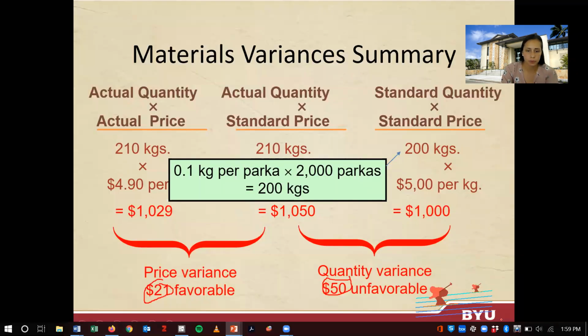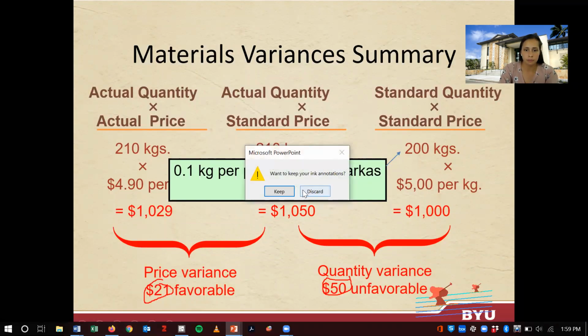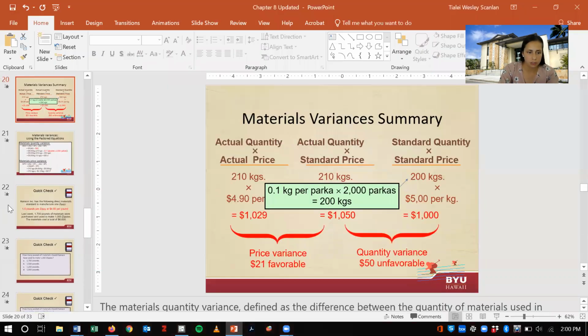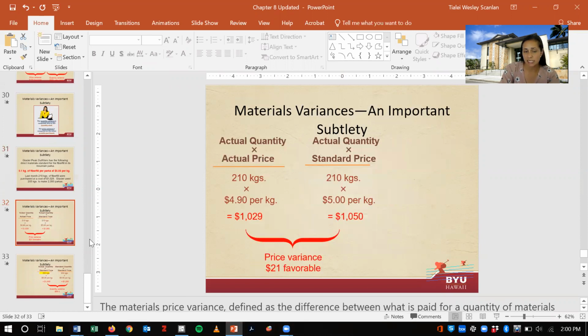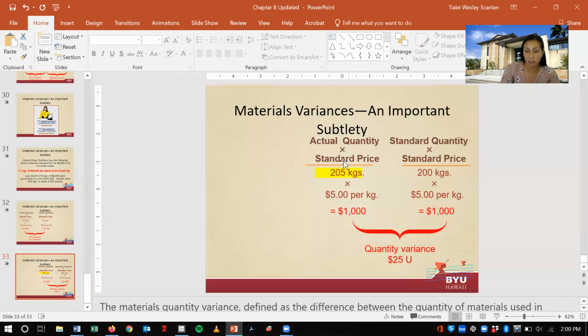Here we go. Sorry, let's go back down here. Okay, so we can see it's a separate calculation. Same thing. We have the 21 favorable, and then we have the 25 unfavorable, where we use a different actual quantity.